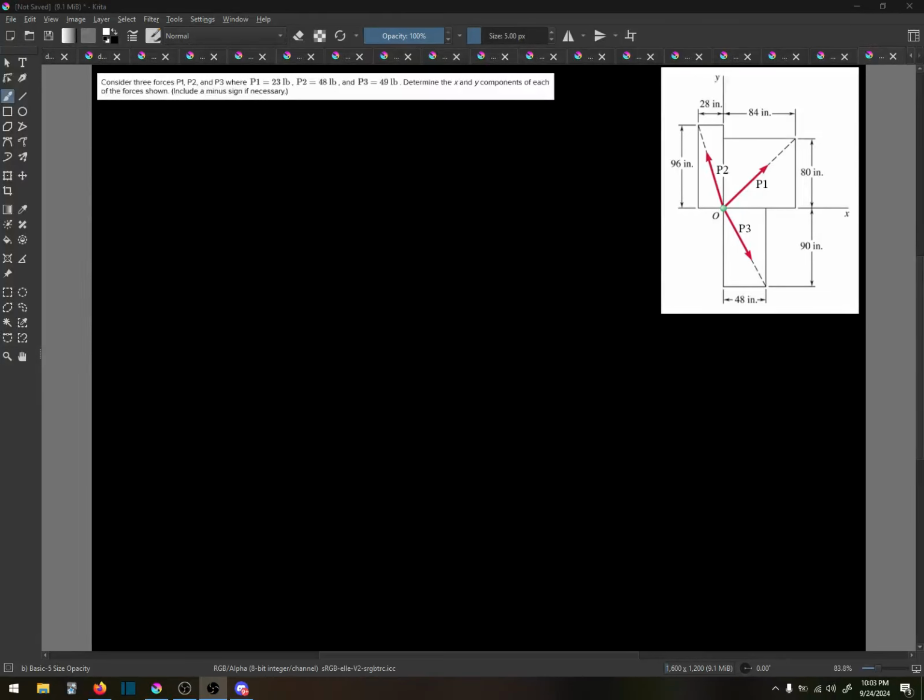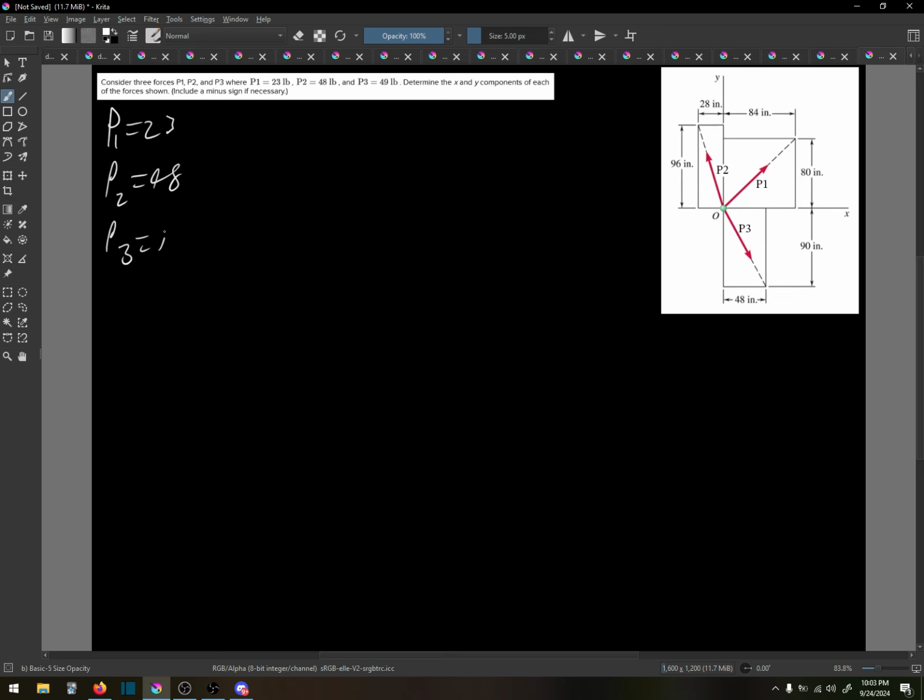Statics, Chapter 2, homework problem number 3. In this one, it asks us to consider three forces, P1, P2, and P3, where P1 equals 23 pounds, P2 equals 48 pounds, and P3 equals 49 pounds. It just looks like a 16. I'm not going to write pounds. It says determine the x, y components of each of these.